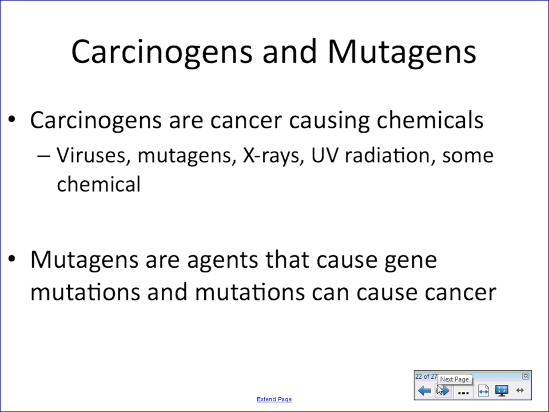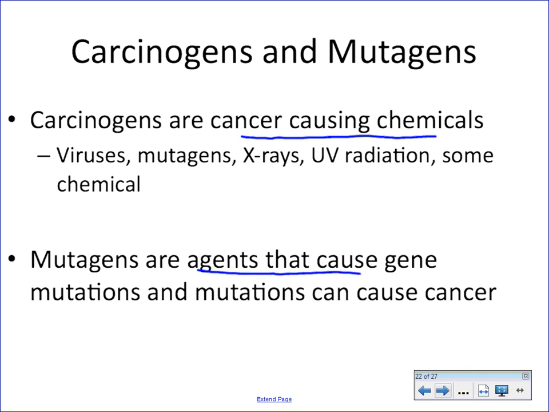So what can cause that cell cycle to go awry? This can be caused by compounds referred to as carcinogens and mutagens. Carcinogens are typically cancer-causing chemicals. Things that could be considered carcinogens would include viruses, X-rays, UV radiation, and some chemicals.